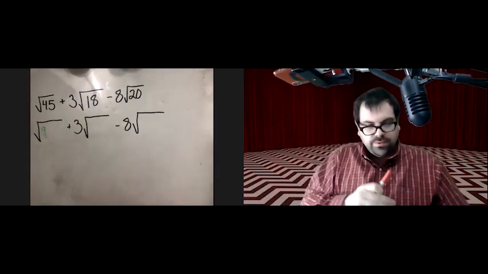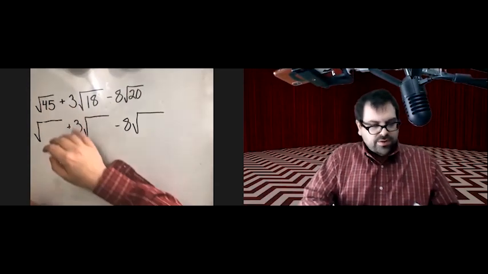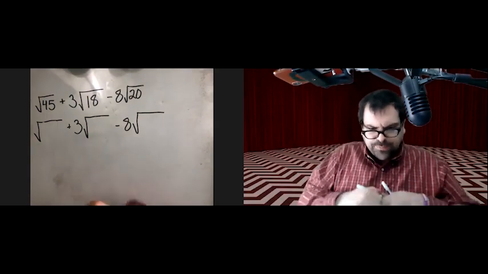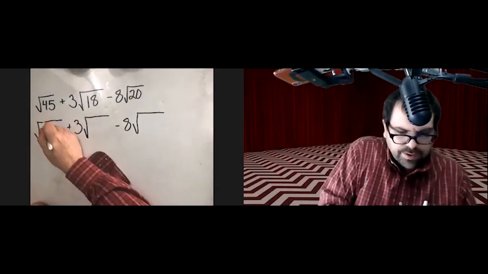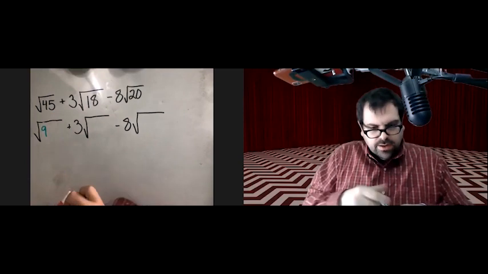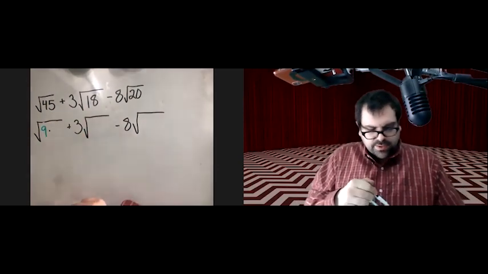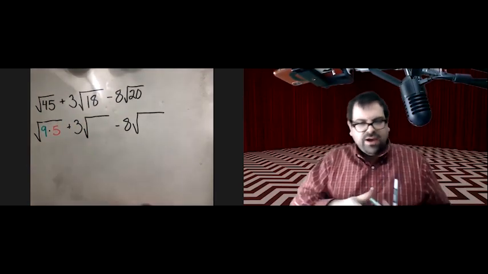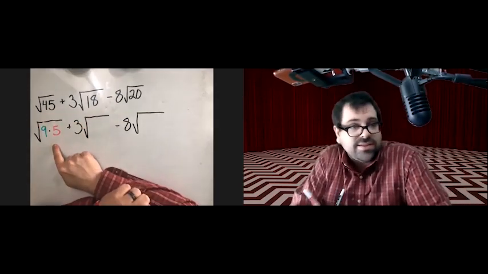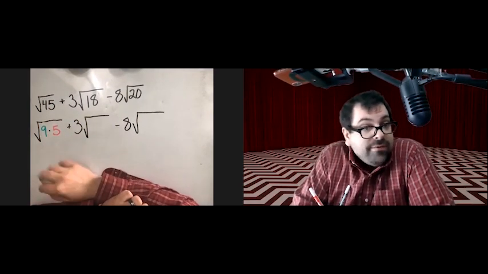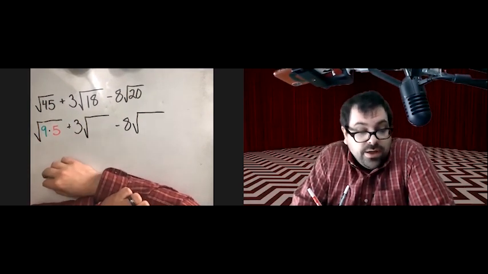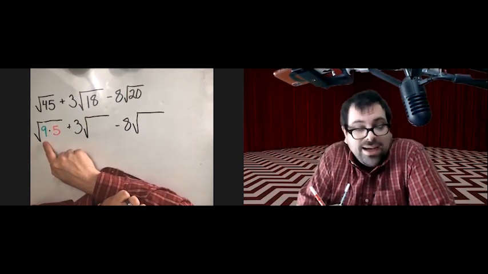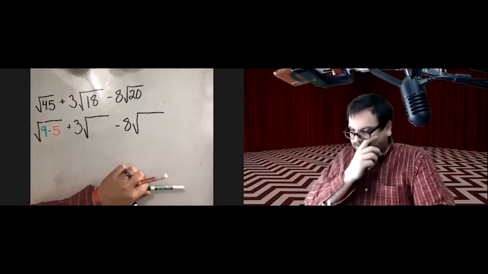Let me use a red, and let me try to use a darker green. It's going to be time to replace some of these soon. 9 times 5 is 45. Why did we pick 9 times 5 instead of 15 times 3? 15 times 3 is useless. 15 times 3 doesn't have a perfect square factor, but 9 is a perfect square.